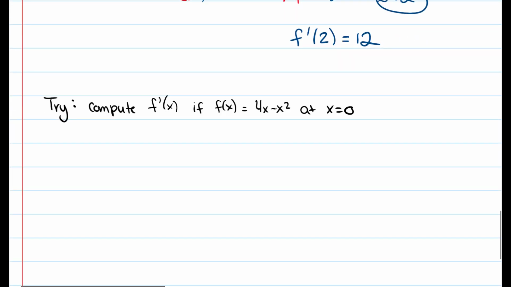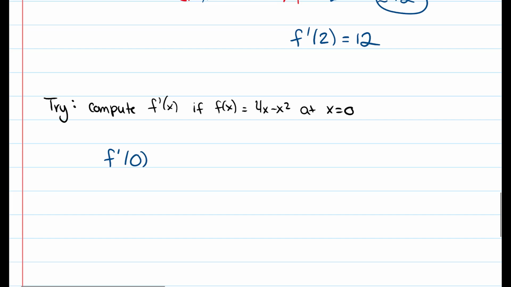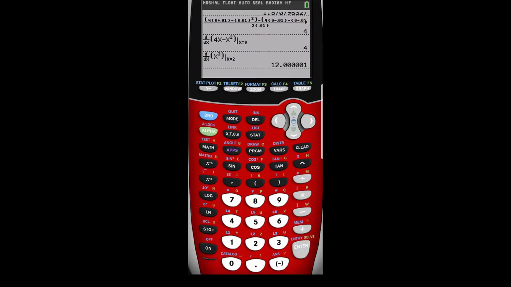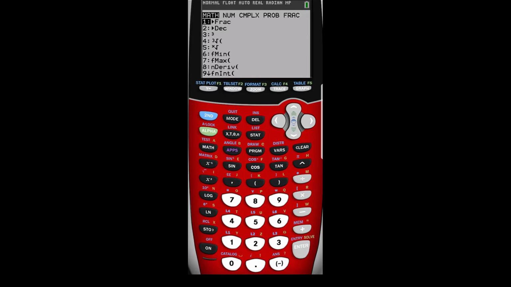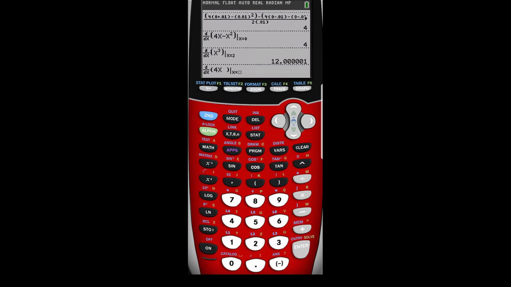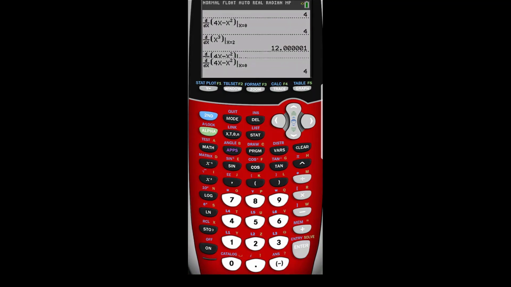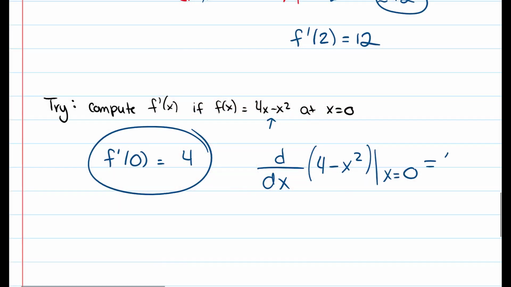So now on your own, I want you to use the calculator to determine f prime of 0. All right, let's give it a try. So on the calculator, I did it already, but I'm going to do it again. It's math 8, d dx, 4x minus x squared, x equals 0, and you get 4. And this is how you set it up in your calculator.